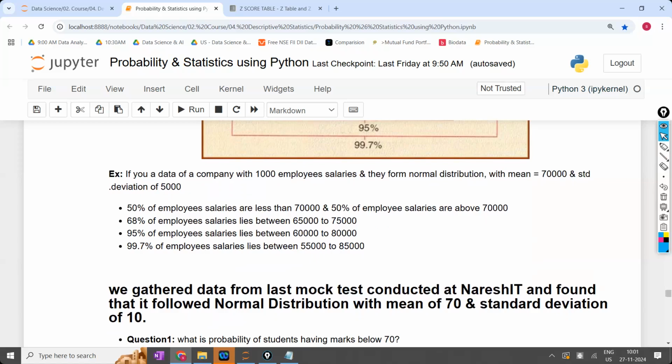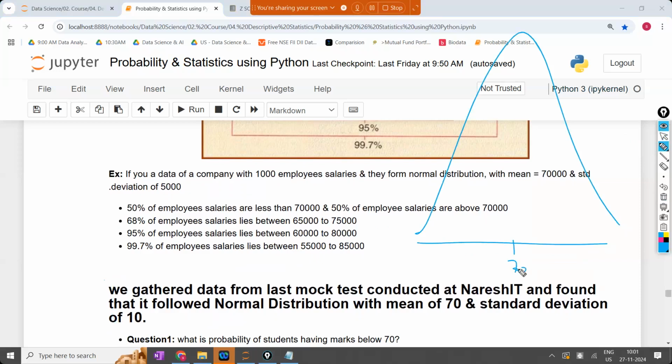First, draw the diagram of this. Based on this one, draw the diagram first in the notes. What is the diagram? Center value should be 70, then 80, 90, 100, and on this side 60, 50, 40. This is the diagram based on this. Is that okay, everyone?